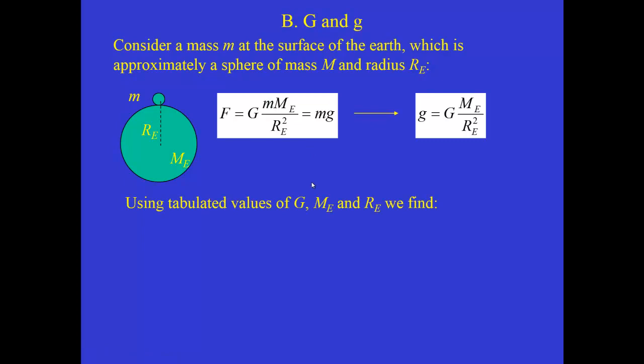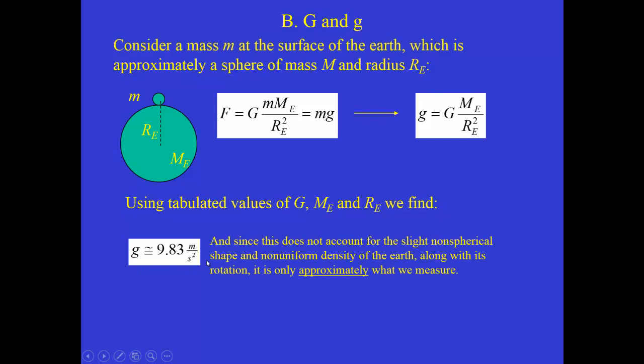Notice that if we were to plug in values measured for g and also measured for the Earth's mass and radius, we get an expression that would be 9.83 meters per second squared, which is very, very close to the value that we measure if we measure the acceleration of objects near the Earth's surface. This treatment here does not account for the slightly non-spherical shape and non-uniform density of the Earth, and also the fact that the Earth rotates. And so it's only approximately what we measure, but you can see it's in fairly good agreement.